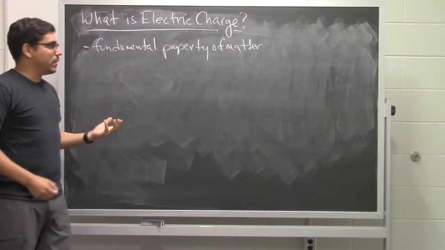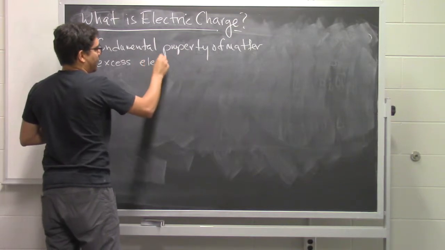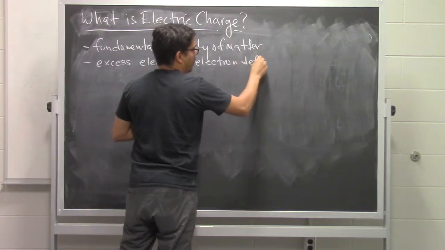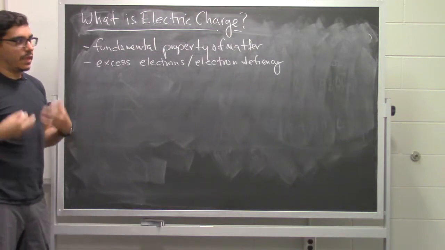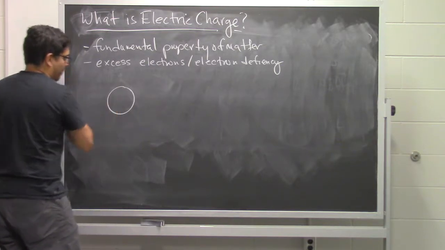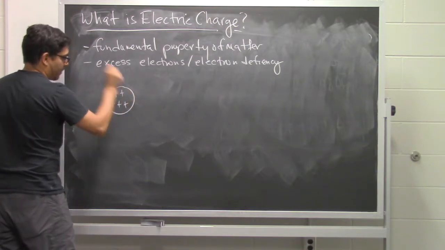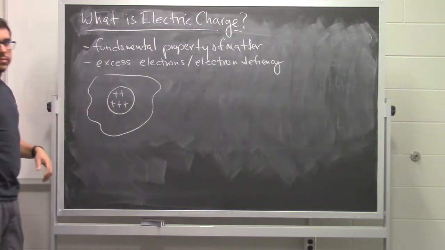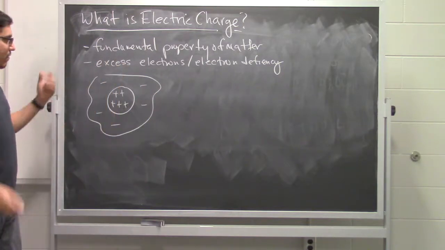For us, it's going to be a result of either excess electrons or an electron deficiency, which means we either have too many or too few electrons in our matter, right? And that gives us a charged object. So you probably are familiar with this from chemistry. So here's a nucleus, and that nucleus is positively charged. And most matter is neutral, so that nucleus is surrounded by some sort of electron cloud. And so we'll draw 5 charges to represent 5 electrons in this case.